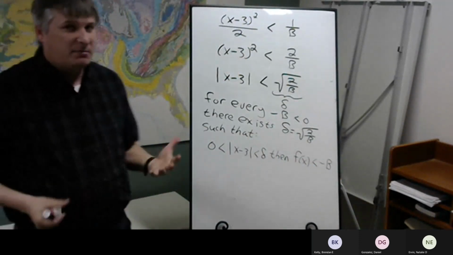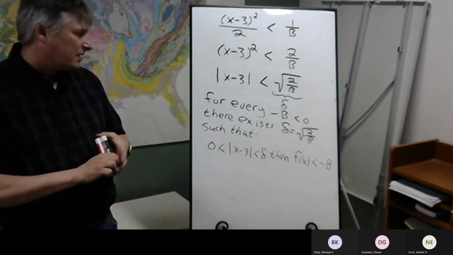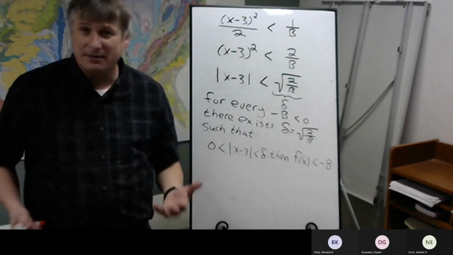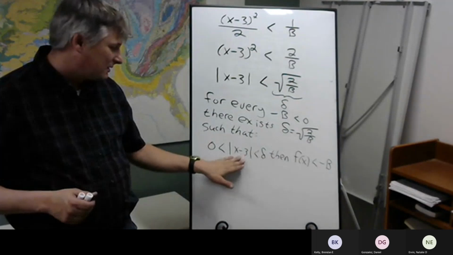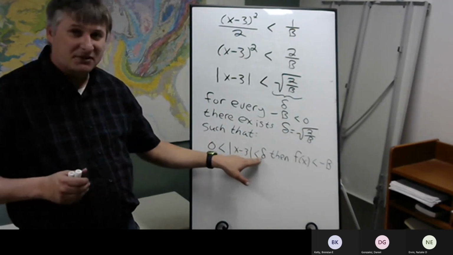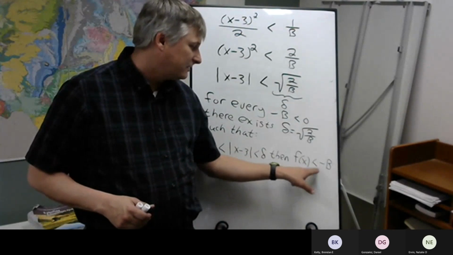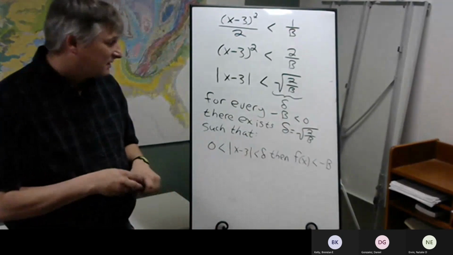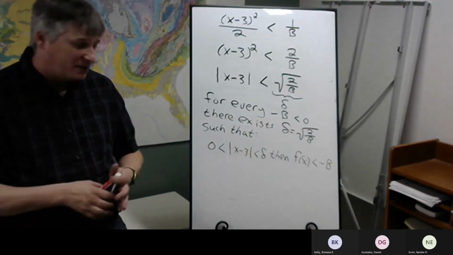So whatever negative b we pick, and again, b is some big number, we're just going to make it negative. The delta is going to be square root of 2 divided by that b, however big it is. And then we're going to see this. The distance between x and 3, when it's less than delta, you're going to have an f of x that's going to be less than negative b. Again, whatever number you chose for negative b. So a positive number. So that's how you use the formal definition.